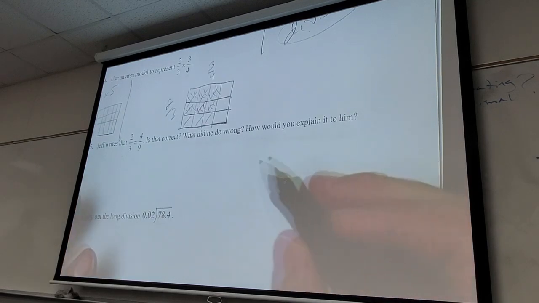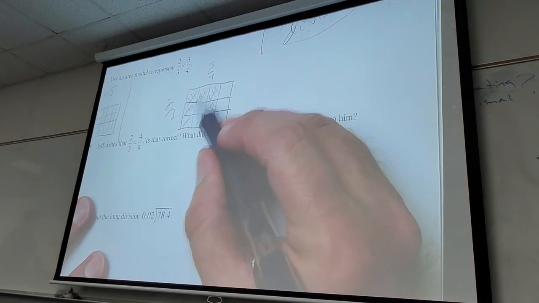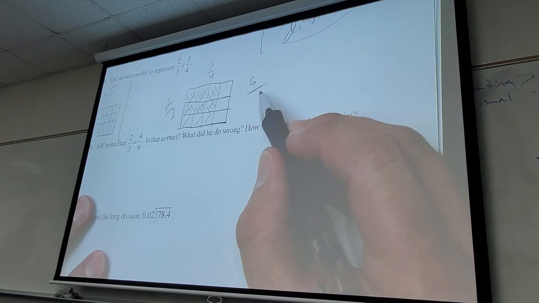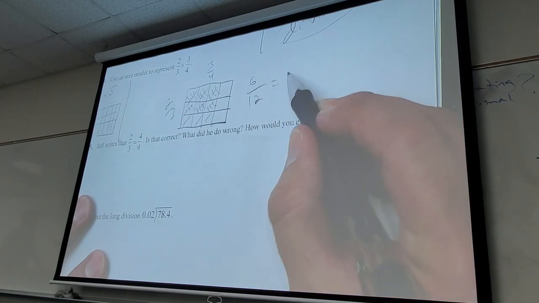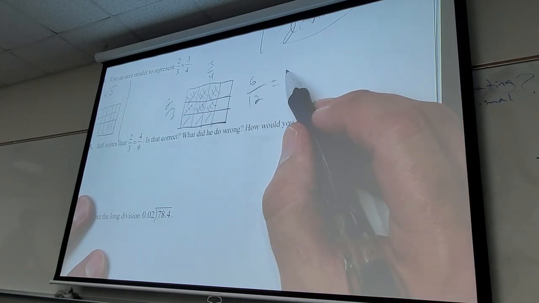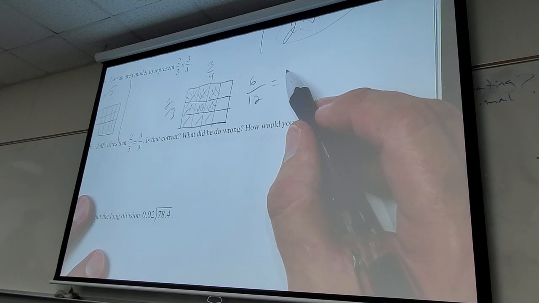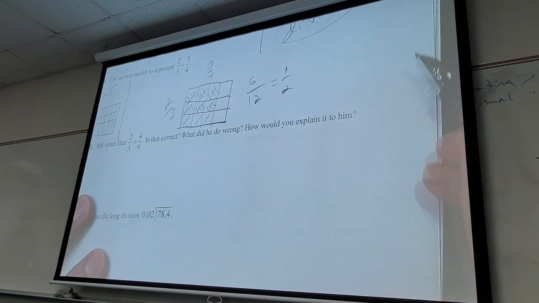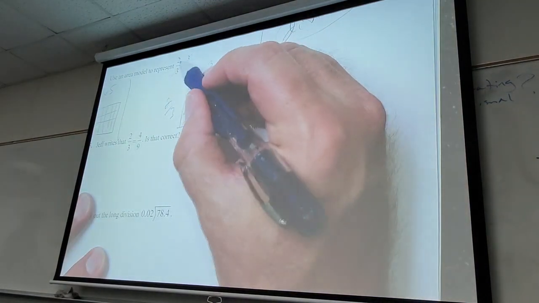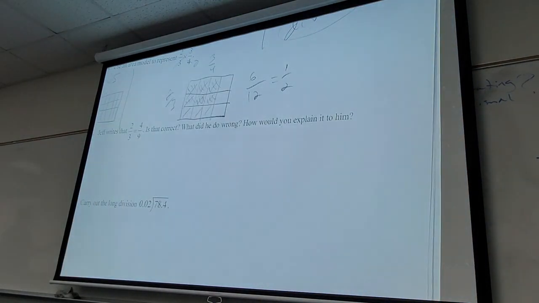What have I got there? 1, 2, 3, 4, 5, 6 over what? 12, which reduces to what you guys should have known in the beginning, right? What does this reduce to? 1/2. And of course, right here, the 3's cancel, 2 goes into 4 twice, you should know it was going to be 1/2 from the beginning.